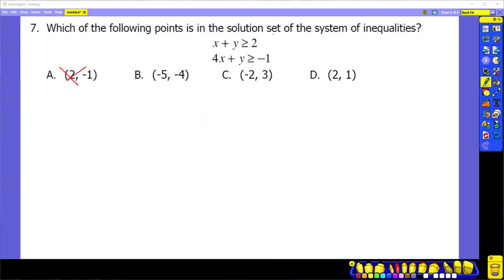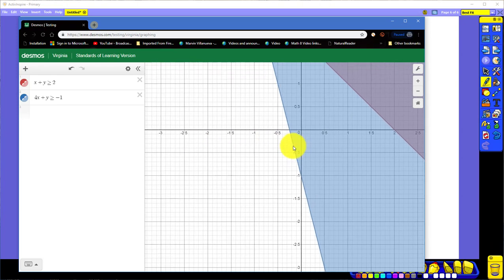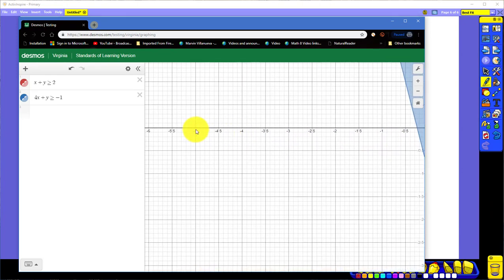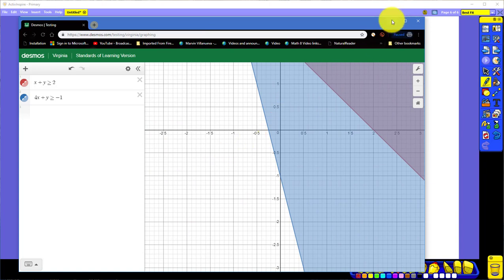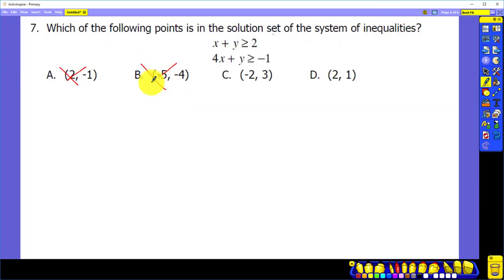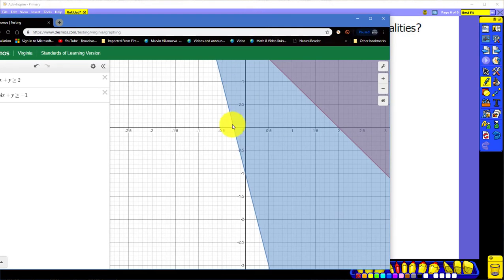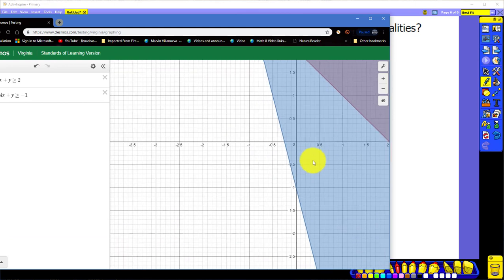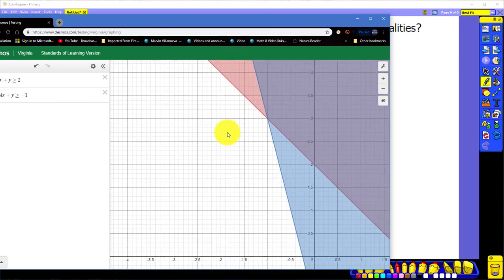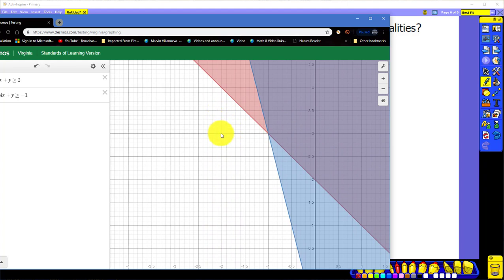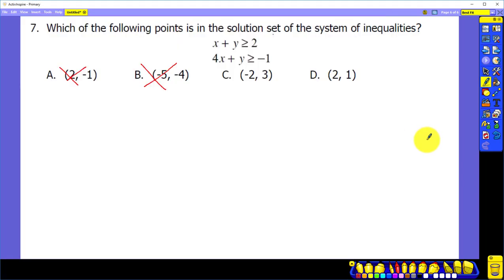Let's do -5 and -4. So -5 is somewhere here, then -4 is not even on either of the inequalities, so this one is wrong. Now -2 comma 3, let's do -2 comma 3. So -2 comma 3 is somewhere here. It is also not in the intersection of the two areas.